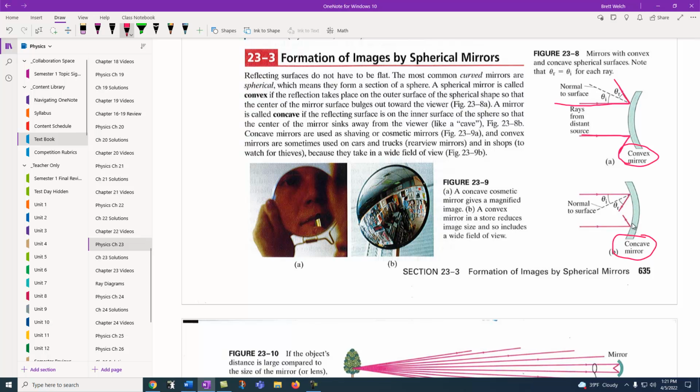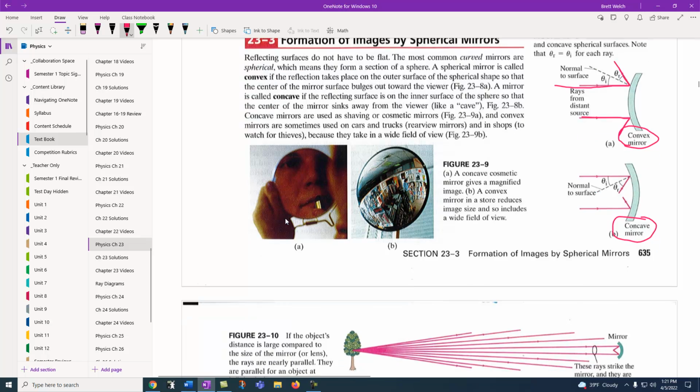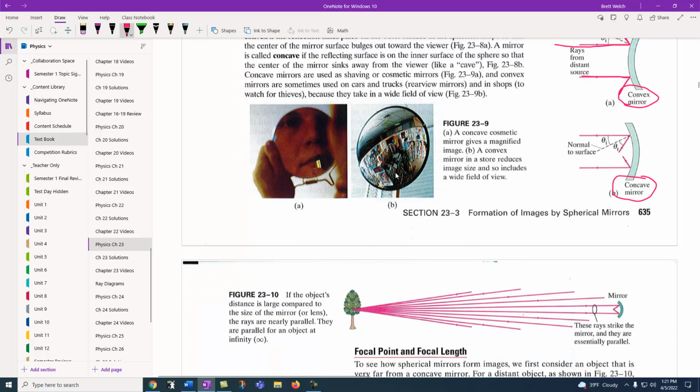And this is what we have, a concave mirror, where it's caved in towards you. This would be the inside of the spoon. This would be the back of the spoon up here for our convex. And we get different views. I guess a concave mirror for our cosmetic mirrors, my bad. And those convex mirrors are going to allow us to see a wider variety of things.